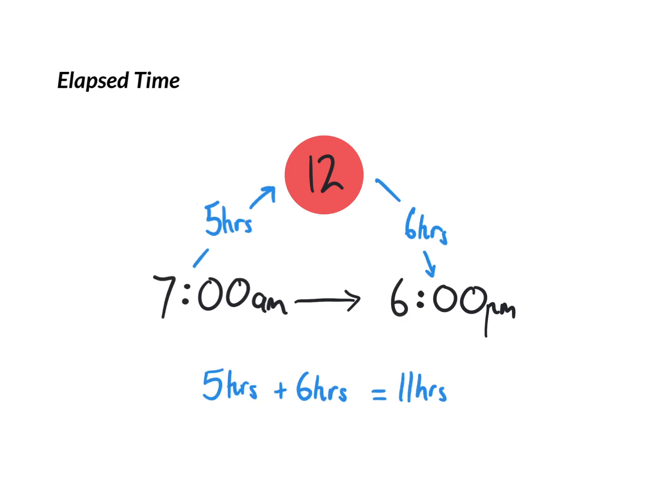Here's our next example. We have 7 a.m. and 6 p.m., and we want to find out how long is it between 7 a.m. and 6 p.m. What's that duration? What's the elapsed time? So from 7 a.m. till 12 midday is 5 hours. From 12 midday till 6 p.m. is 6 hours. We can see that 5 hours plus 6 hours is 11 hours. So between 7 a.m. and 6 p.m., it's 11 hours.